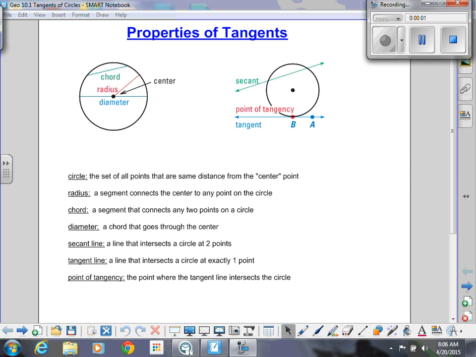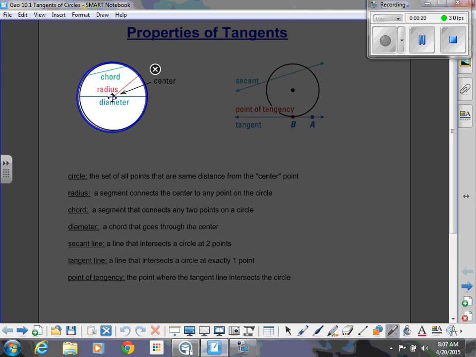In this video, we're going to talk about circles, some new vocabulary, and then some properties of tangents. So first, let's talk about what is a circle. A circle is simply the set of points that are the same distance away from a point we call that center. So all of those points on the circle are the same distance away from that center.